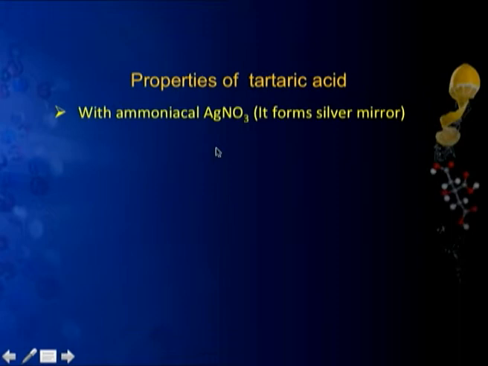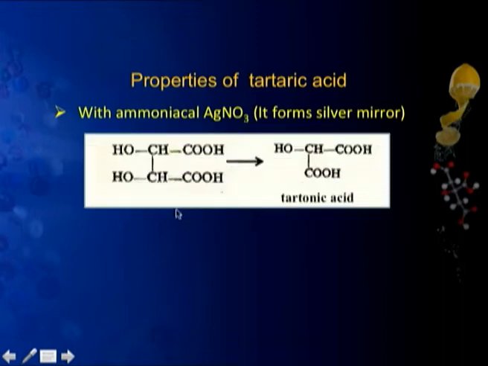Amongst the properties, this can be oxidized by Tollens reagent, that is ammoniacal silver nitrate, and anything that can be oxidized by ammoniacal silver nitrate will form a silver mirror. So, tartaric acid gives the silver mirror test. When this tartaric acid is treated with ammoniacal silver nitrate, it gets converted into tartronic acid and silver is precipitated in this reaction. It can also be oxidized by another mild oxidizing agent which is known as Fenton's reagent.